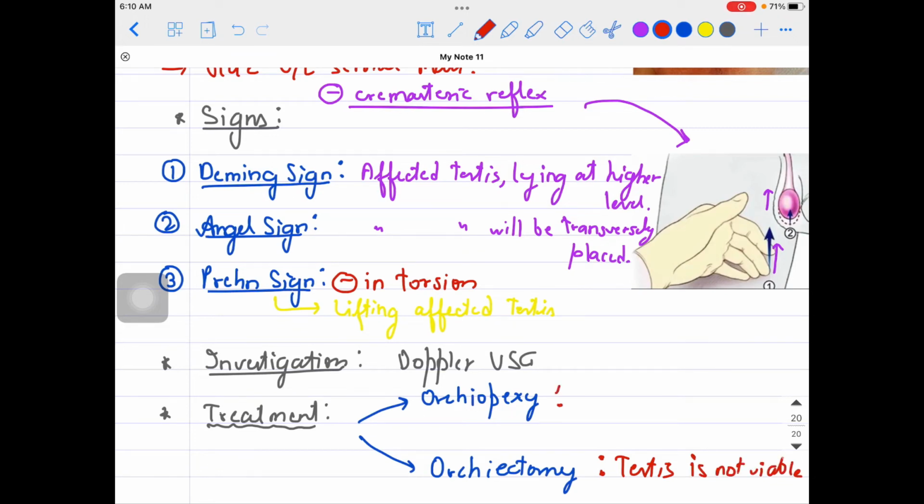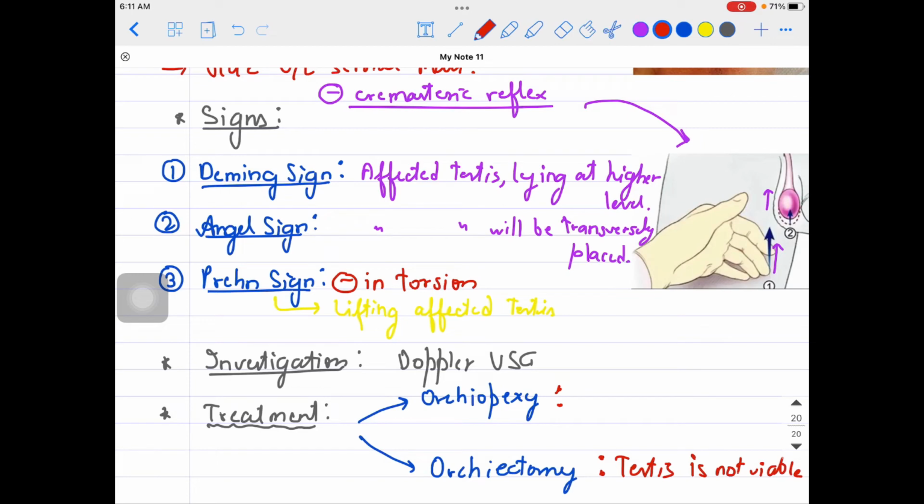But if the testis is viable, then we need to do the derotation of the testis, because we are talking about testicular torsion. The testis has undergone torsion due to the twisting of the spermatic cord, so we can manually derotate. The surgeon will try to manually derotate the testis if the surgical option is not available, or if the surgeon feels like doing it.